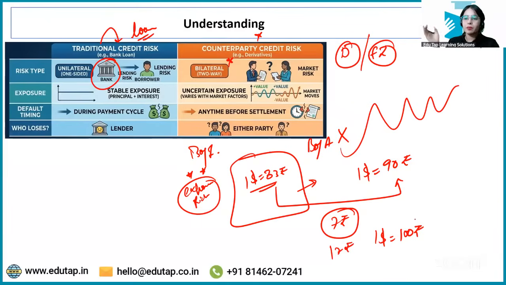Let's say something happens, war happens, and now $1 is equal to 150 rupees. What is the risk now? What if Bank of India cancels the agreement now? It is as high as 67 rupees. So the risk is volatile, the risk can change. So uncertain exposure is there. Risk can be 2 rupees also, risk can be 100 rupees also. Got it? Any confusion?